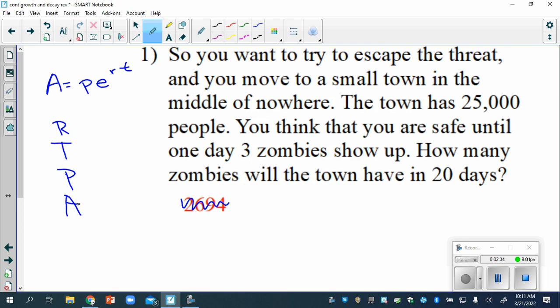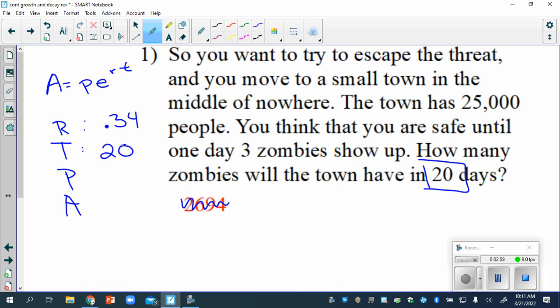So here we go. Our rate of zombie infection. What is the zombie infection rate? They're slow, but they're pretty persistent. What is it? 34%. Now we want to remember, we don't do percents, we do decimals. So 0.34, right? Our time, we want to know how many zombies have shown up right there in 20 days.